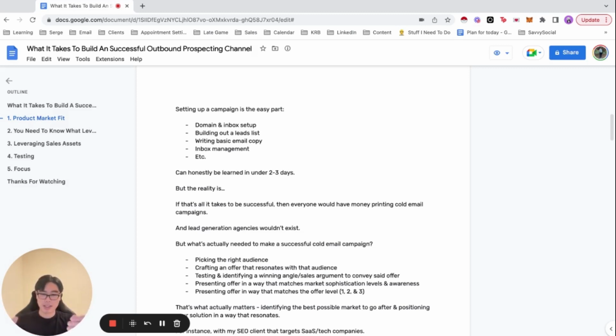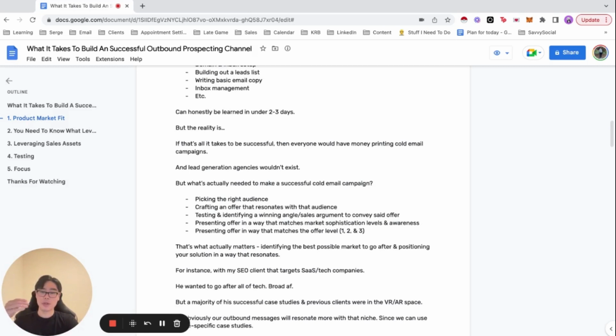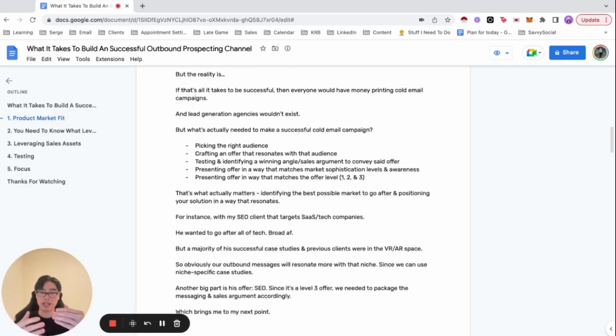So again, identifying the best possible market to go after and positioning your solution in a way that resonates. For instance, with my SEO client that targets SaaS and tech companies, essentially at the start, he wanted to go after all of tech, and that's what he was doing with his own personal email campaigns as well, which is probably part of the reason why he was seeing mediocre results.